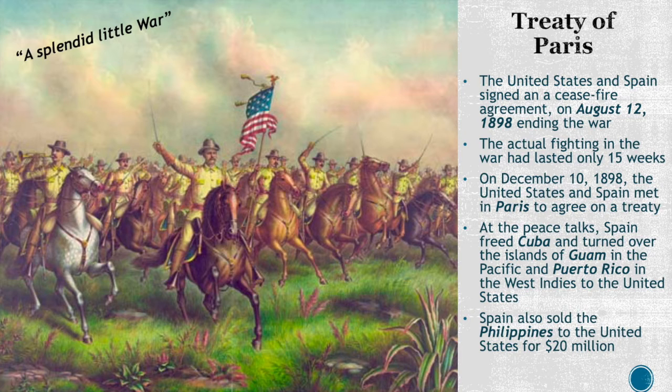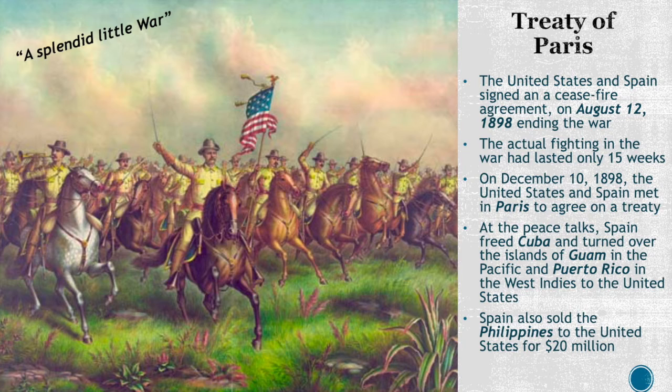The actual fighting of the war only lasted 15 weeks, and on December 10th, 1898, the United States and Spain met in Paris to agree on a treaty. We're always meeting in Paris to discuss treaties for some reason. At the peace talks, Spain freed Cuba and turned over the island of Guam and Puerto Rico in the West Indies to the United States. So this is how America obtained Puerto Rico and Guam too. We still own those islands as territories in America.